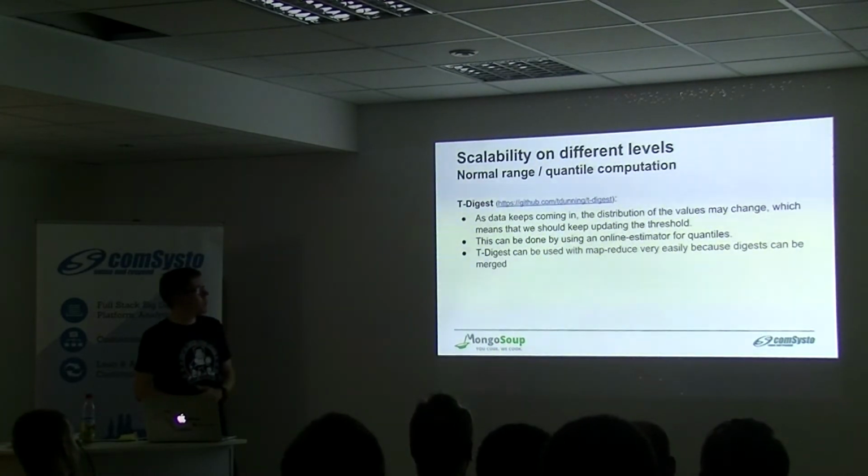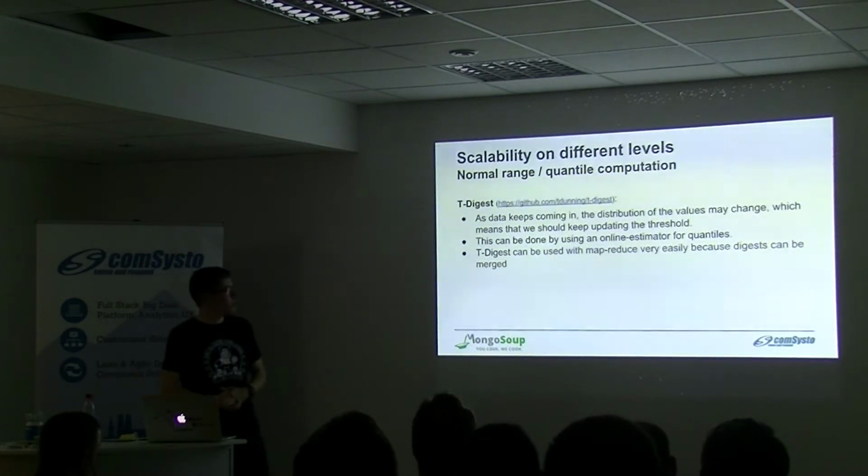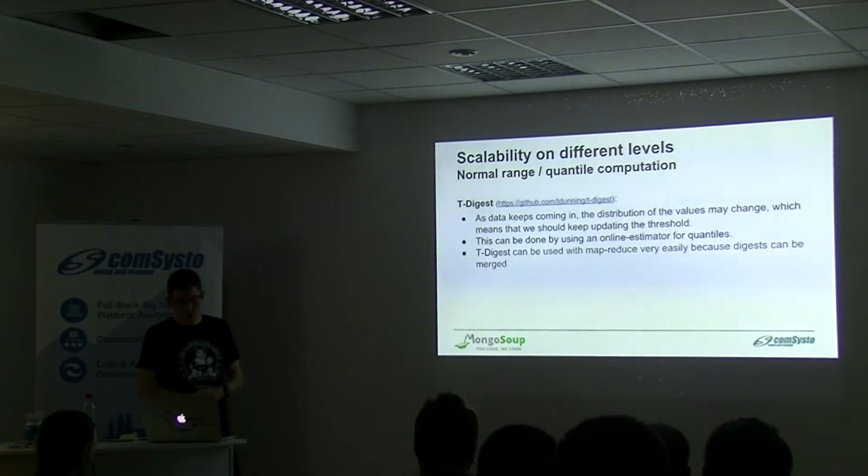And then another level where we introduced scalability was the algorithm and application level itself. We used an algorithm called T-Digest, which was developed by Ted Dunning, which is scalable in the sense that it's a kind of MapReduce algorithm to compute the quantiles. So this normal range you need to tell if an observation is outside of this normal range or inside. But I won't go into detail.